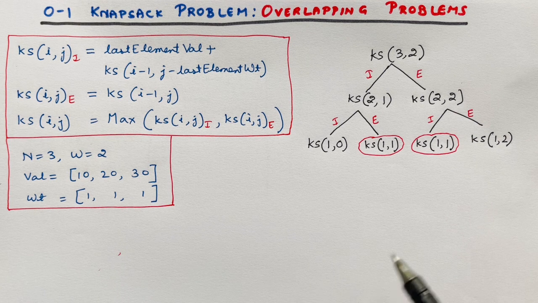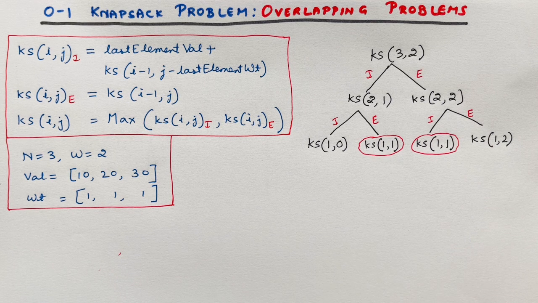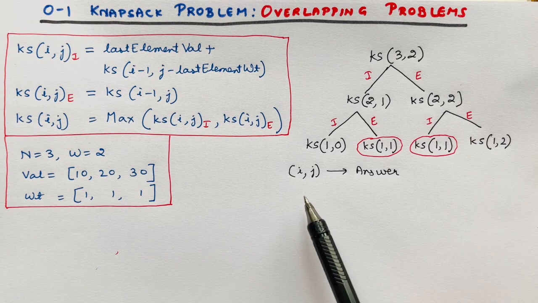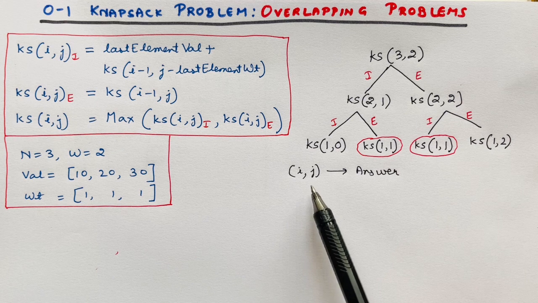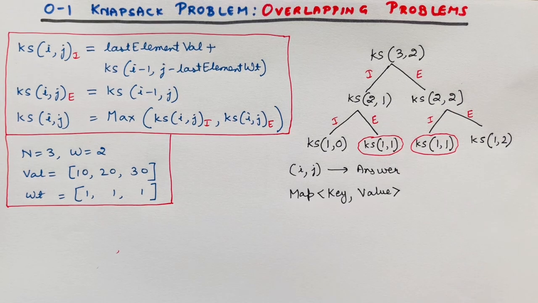So this way, we can solve this problem of overlapping problems. But how do we do that? We first need a way to store the information that for a combination of i and j, this is our answer. What data structure can we use here? We can use a map. Why map? Because if we want to look for a value against a key, map can return that in the smallest time, the constant time.